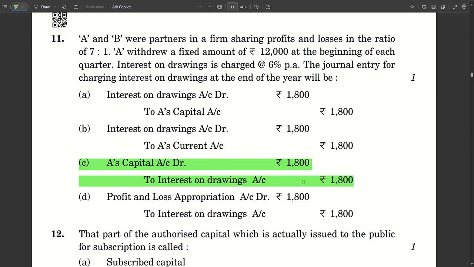Okay, let's calculate the amount. Since the amounts are the same in all the four options, we don't have to do the calculation. However, if you are sure of the journal, then it becomes easy. But if you want to understand how 1800 is coming out, you can refer to the video that we have on the channel. The entire playlist on interest on drawings is there, so check that out.